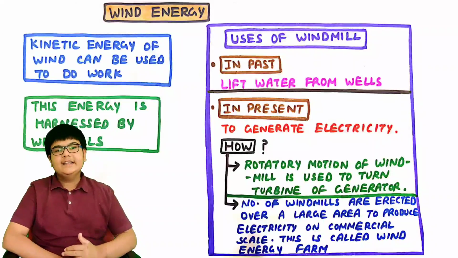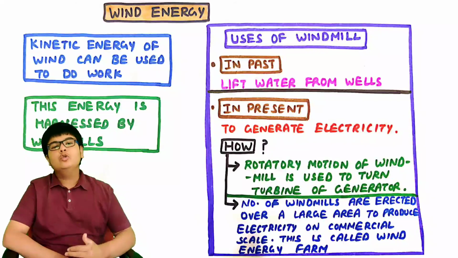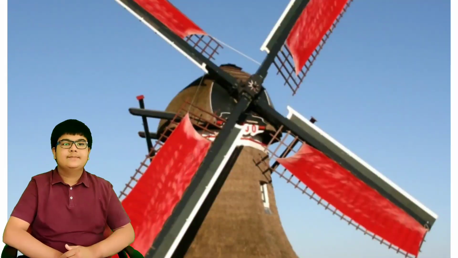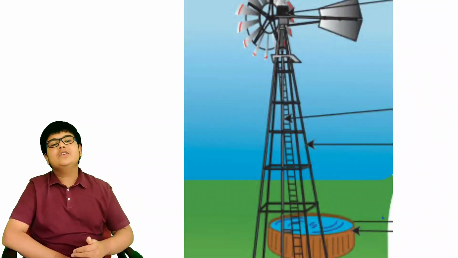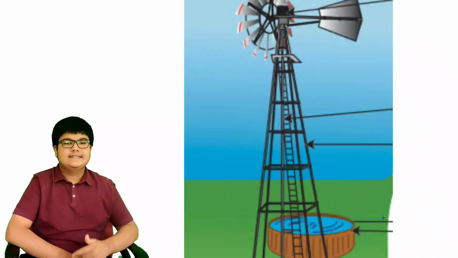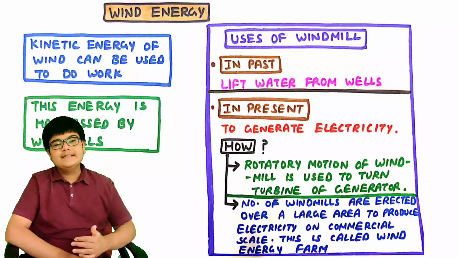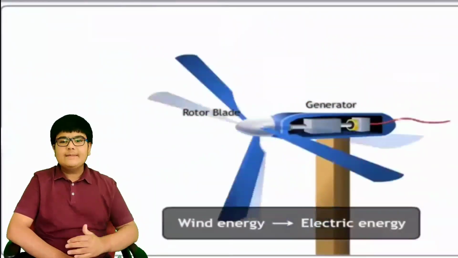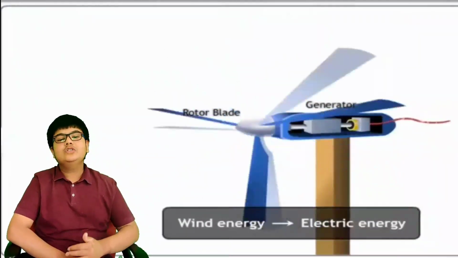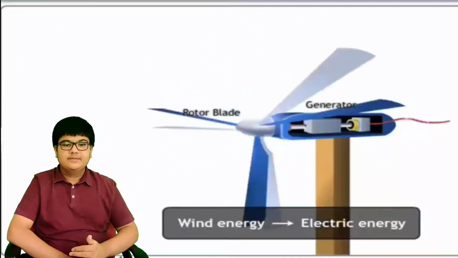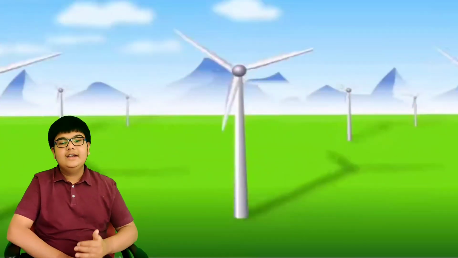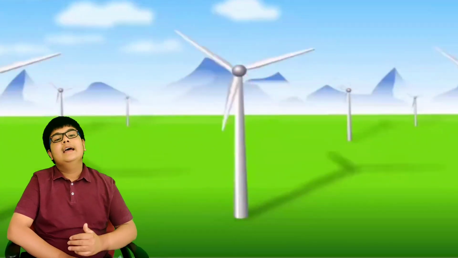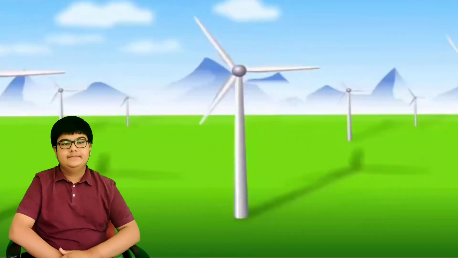The kinetic energy of wind can be used to do work. This energy is harnessed by windmills. In the past, windmills were used to lift water from wells, but now we use windmills to generate electricity. Let us see how. The rotary motion of the windmills is used to turn the turbine of the generator. A number of windmills are erected over a large area to produce electricity on a commercial scale. This is known as a wind energy farm.